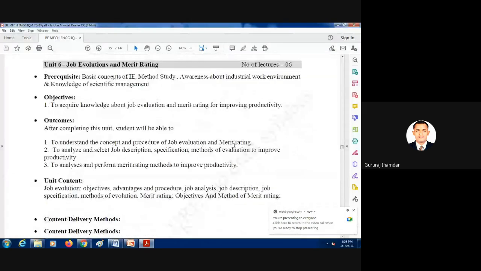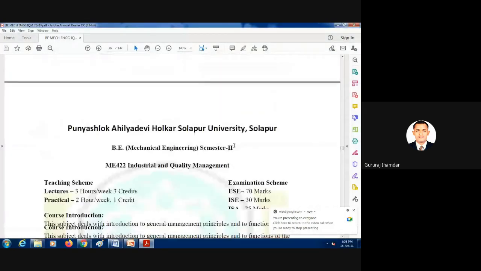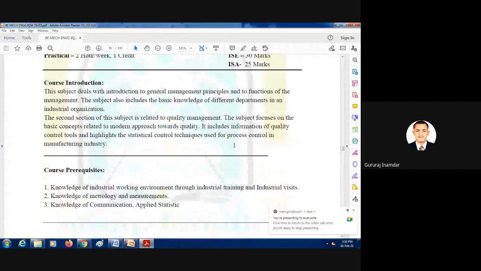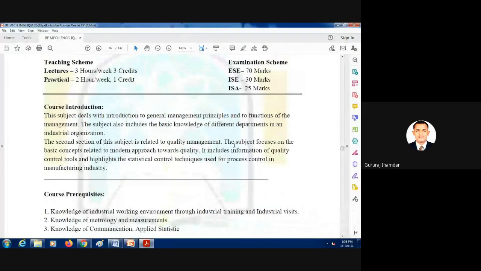Now there are two sections. The first section is industrial management and the second section is quality management. In the industrial section, the marking scheme is 70 marks, ISC, this is as usual. Now, the basic requirement for this course.